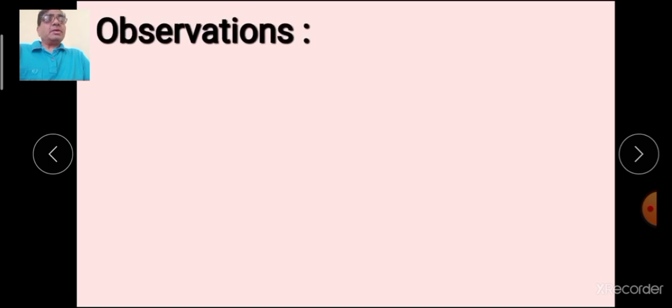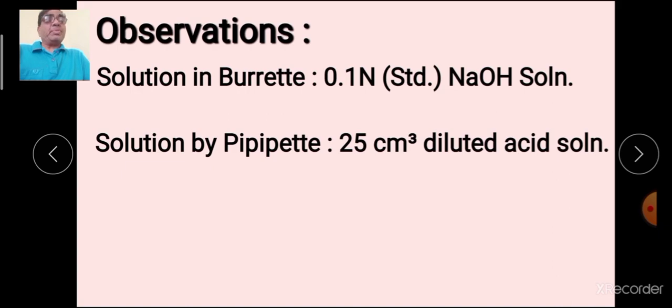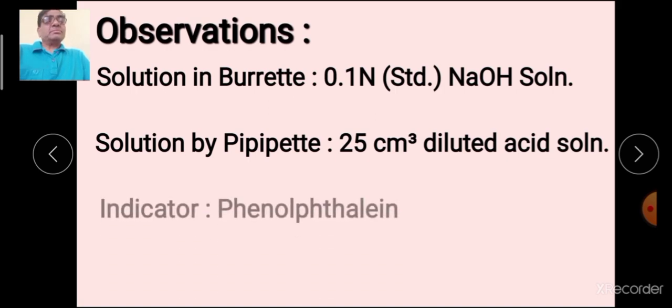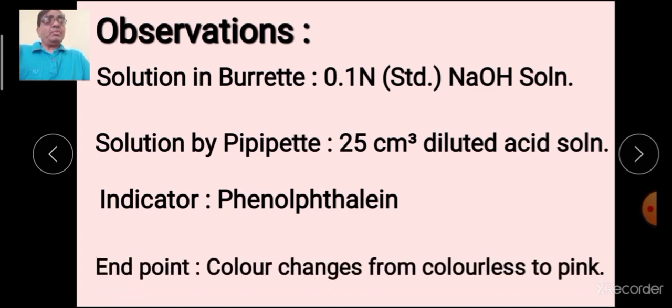Then observations for titration. The first one is solution in burette, 0.1 normal standard sodium hydroxide solution. Solution by pipette, 25 cm cube diluted acid solution. Indicator phenolphthalein, and endpoint color changes from colorless to pink.